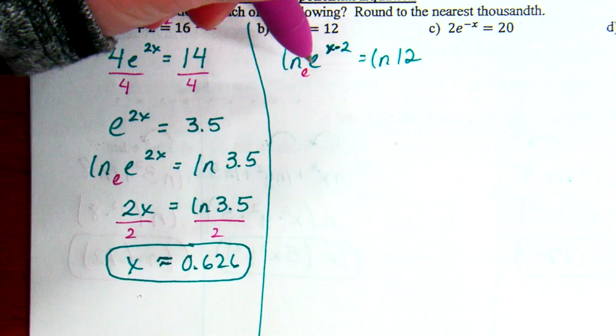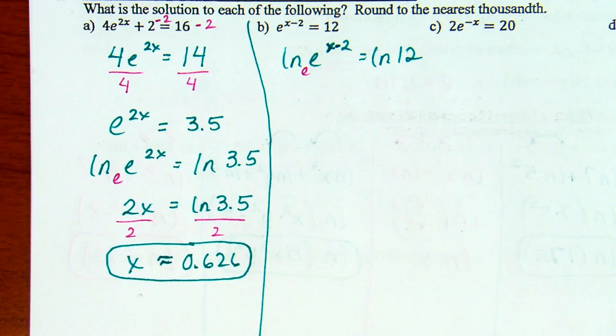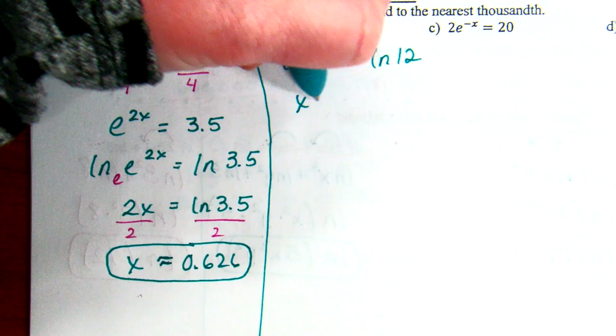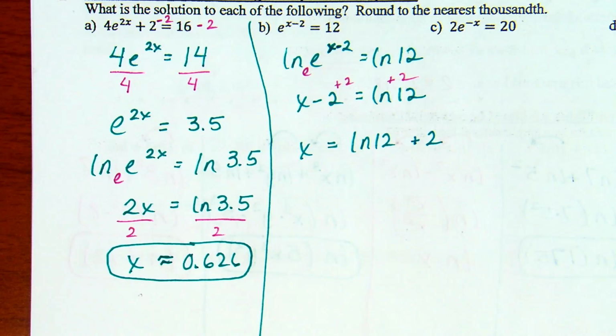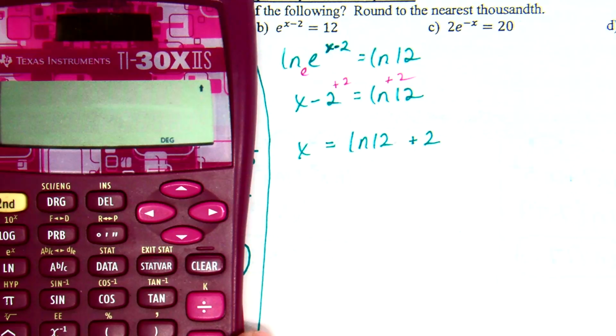What would be best to do here? What do you know about that left side? Yeah. When it's natural log of e, it's just going to be equal, natural log of e is 1. If you type natural log of e on your calculator, you're going to get 1. And so that's why we can just go ahead and make this x minus 2 equals natural log of 12. What do I do to solve this? If it's x minus 2, add 2. So x is the natural log of 12, and then add 2.